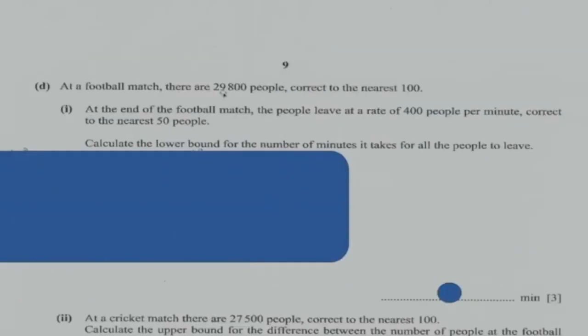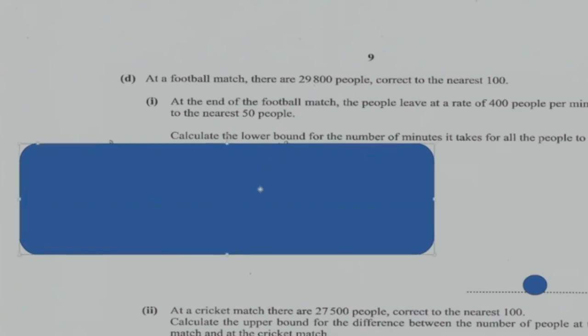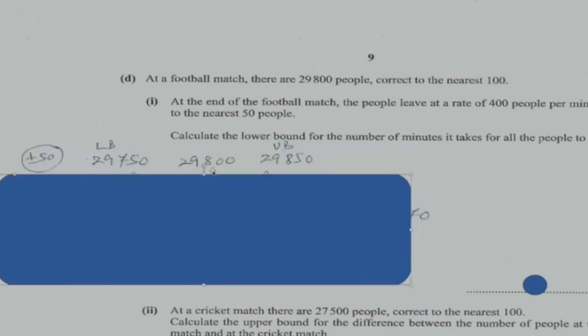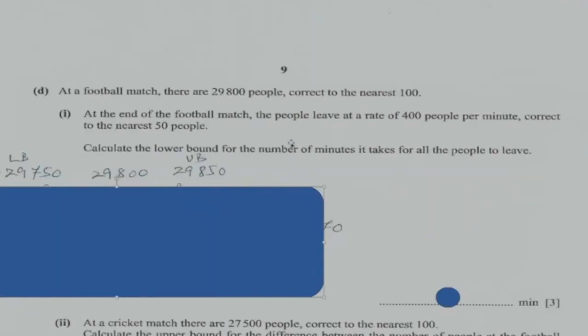At a football match, there are 29,800 people, correct to the nearest 100. So nearest 100 means plus or minus 50. So 29,850 is the upper bound and the lower bound is 29,750. You can write like this: lower bound is 29,750 and upper bound is 29,850.